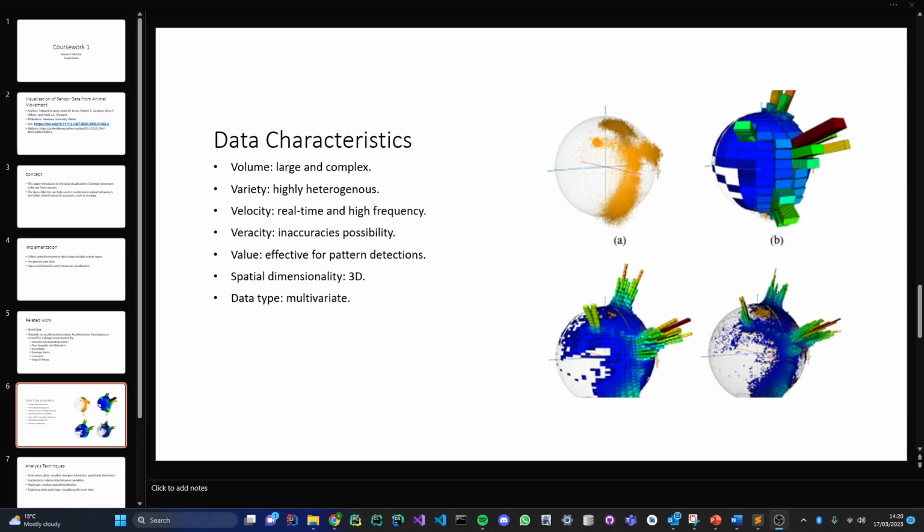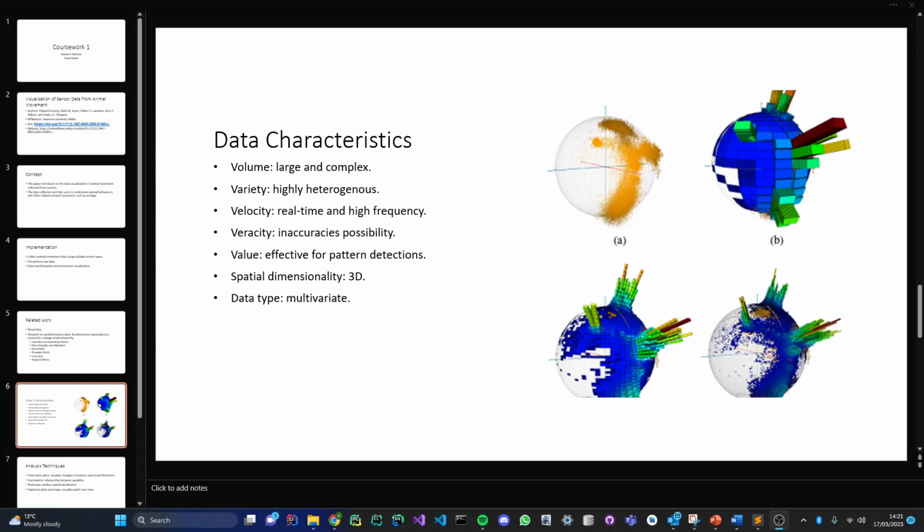Here are some of the characteristics of the data collected. So the volume is large and complex, since the data collected are from sensors, and they can range from megabytes to several gigabytes based on durations and frequency. Since different sensors have been used, the data is highly heterogeneous when it comes to variety. The data collected is often in real time or near real time, hence the velocity is real time, and the data passes through high frequency.